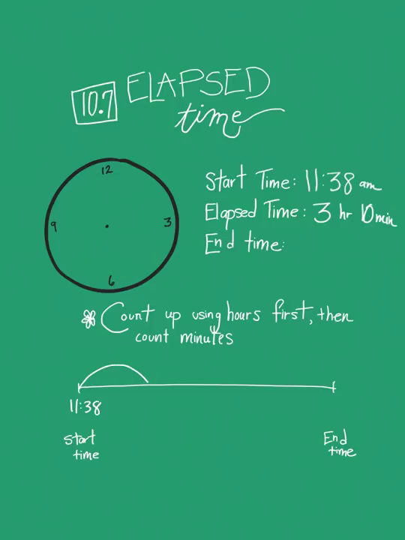So 11:38, that would be 12:38 to 1:38. This is a.m. Then once you reach 12, it becomes p.m. So that's 1 hour, 2 hours. Then we go to 2:38. That's 3 hours. Then I'm just going to go for 10 more minutes.